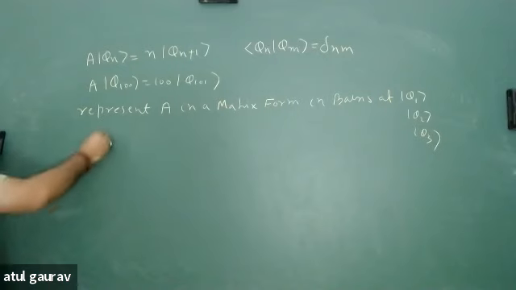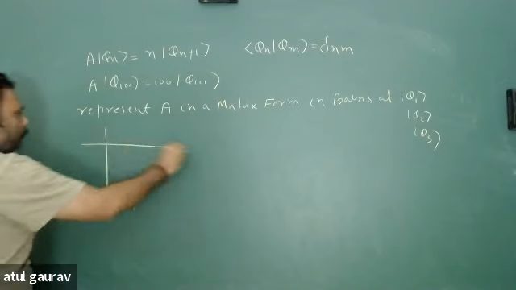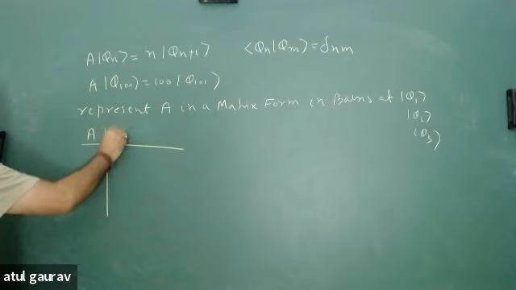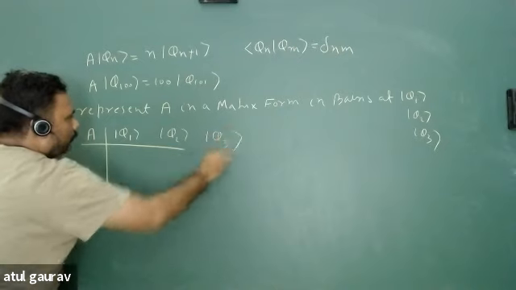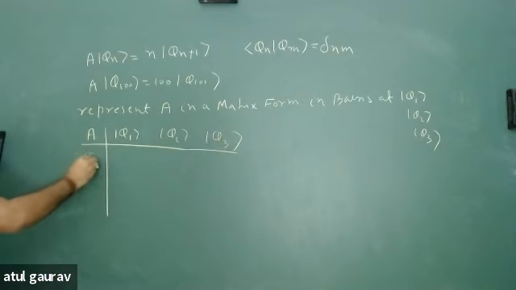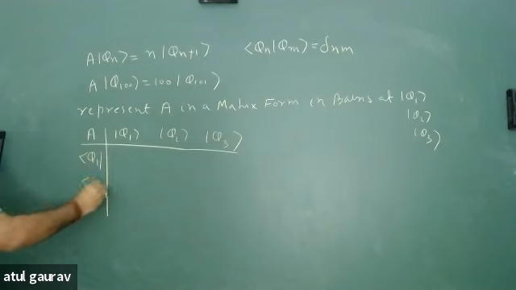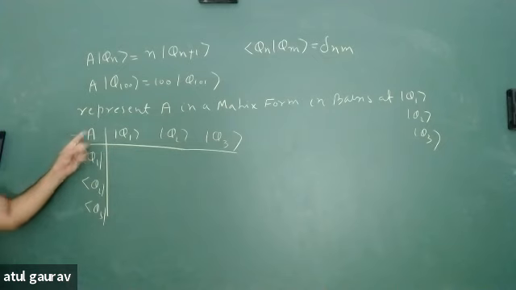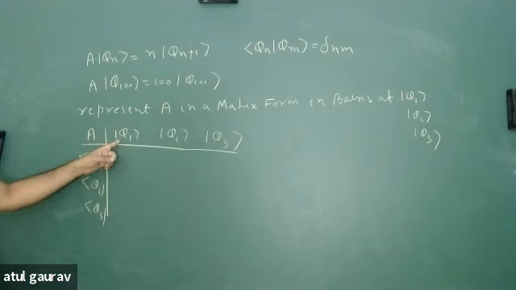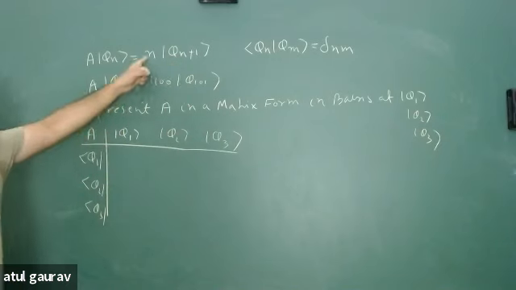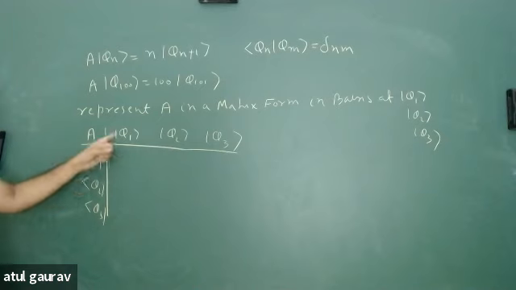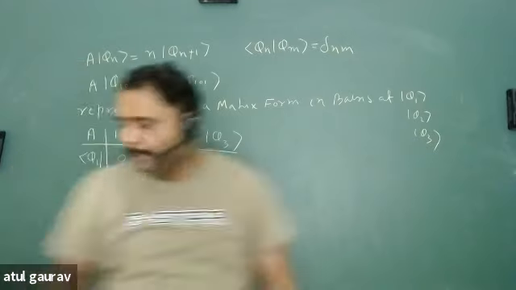So how can we write it? Just do this. Let's say this is A. Here I write phi 1, phi 2, phi 3, and here we have phi 1, phi 2, phi 3. A will operate on phi 1, and what will you get? A operating on phi 1 will give you 1 times phi 2, and phi 1 and phi 2 are orthogonal. So this will be 0.